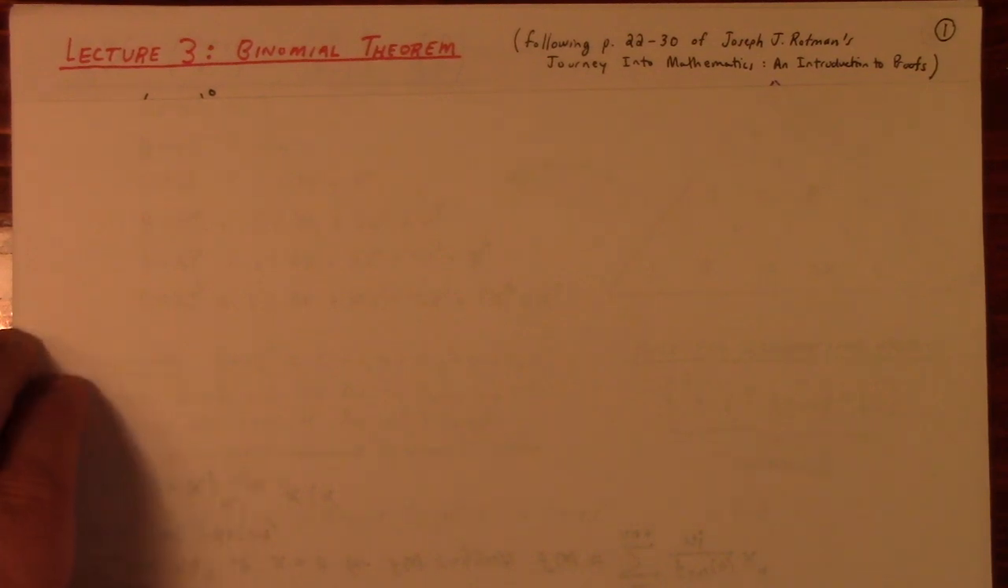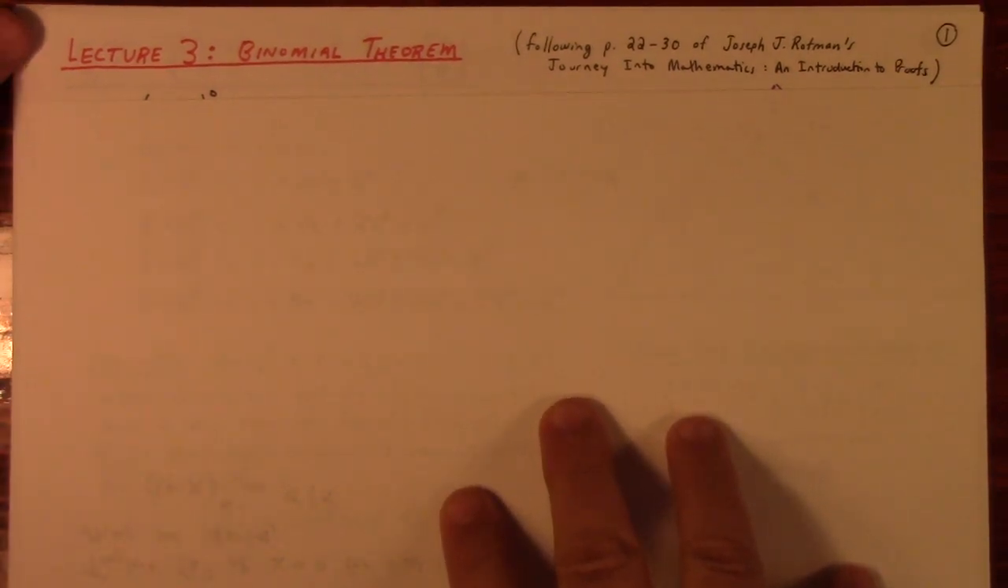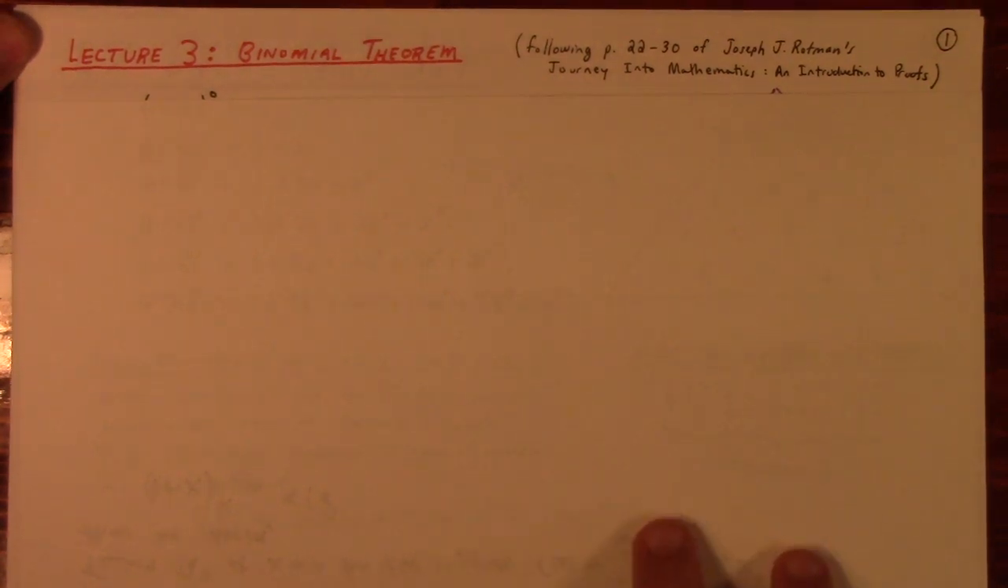So begins Lecture 3 on the Binomial Theorem. This is taken from pages 22 to 30 of Rotman's Journey into Mathematics and Introduction to Proofs, which is a nice little book available by Dover.